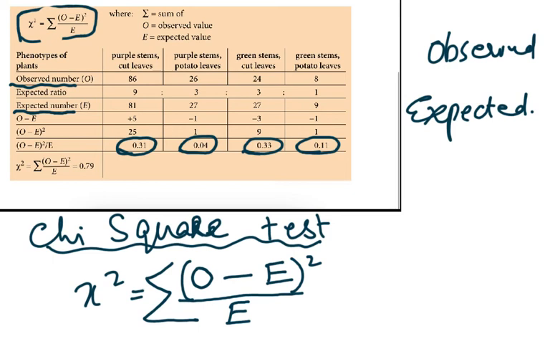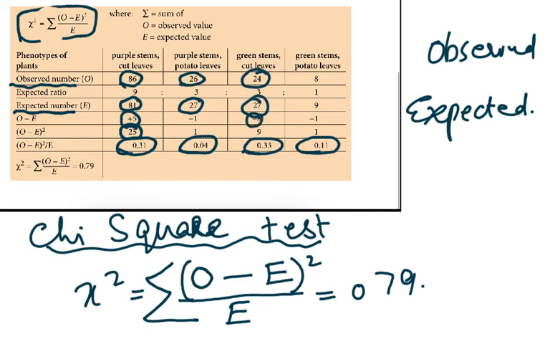So the sum gives some value, and in this situation it is equal to 0.79. So you've added all these. This was the observed number 86, and 81 was the expected. So 86 minus 81 is 5, and the square of 5, because O minus E whole square, is 25. Here you had 26, then 27, then minus 1, 1. Then here you had 24, 27, then 3, and so we got all these different figures.